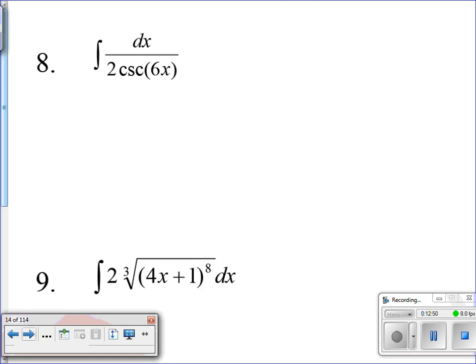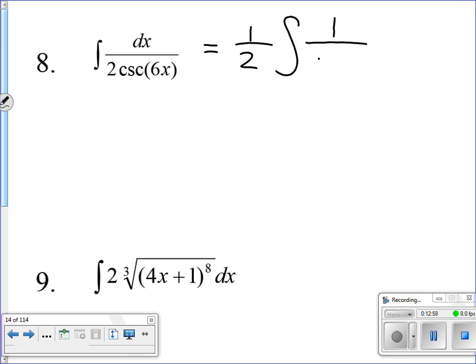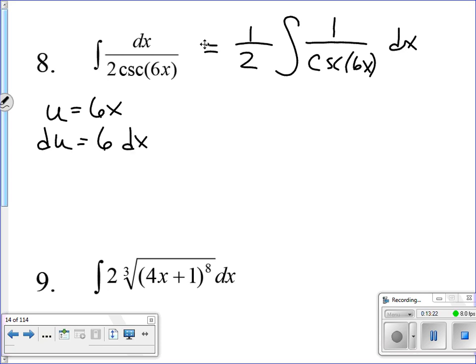Okay, so once again, we are going to pull out the half. And then what we're left with is cosecant of 6x. Well, we're not going to make u cosecant of 6x, the whole denominator, because we don't have any x's for du up in the numerator. So we're going to allow u just to be 6x. So du is just 6 dx. So we are missing a 6, so we're going to put the 6 in, and a 1/6 on the outside.